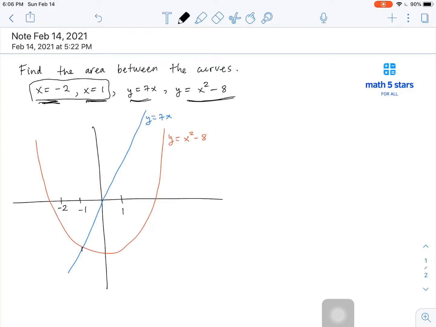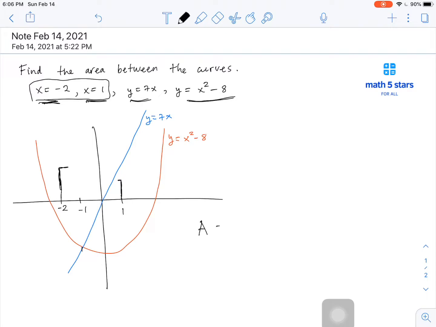Alright, this is our graph, and then we can put the boundary. The boundary here is that we're starting from x equals -2, and we're going to x equals 1. So that's the interval, and now we have to write the integral. We have to set up the area.